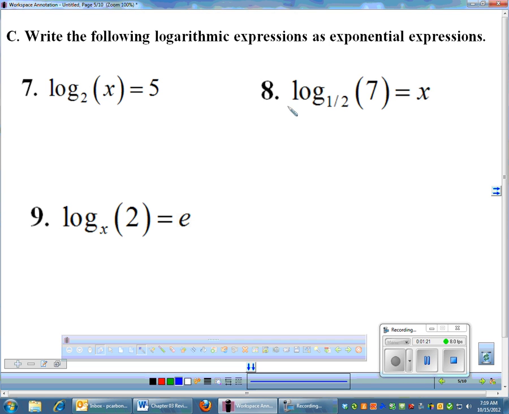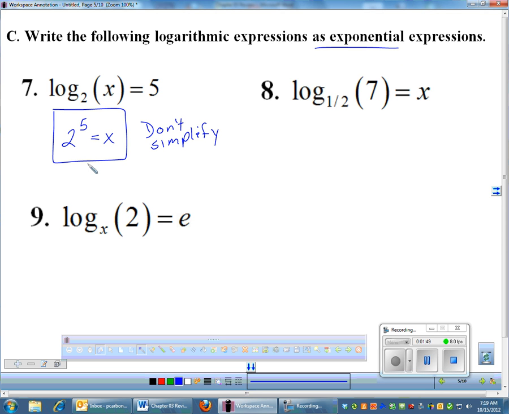Let's see, going in the opposite direction. So we're going from logs to exponential expressions. Going in the exact opposite direction, the base of the log is the base of the exponential function. So this will be 2 to the 5th is equal to x. And even though you could clean that up, 2 to the 5th is 32, I don't want you to do that. I want you to leave it as an exponential function. Don't simplify these. If I want you to write it as an exponential function, it needs to remain exponential. If you change that to 32, then it's no longer exponential.